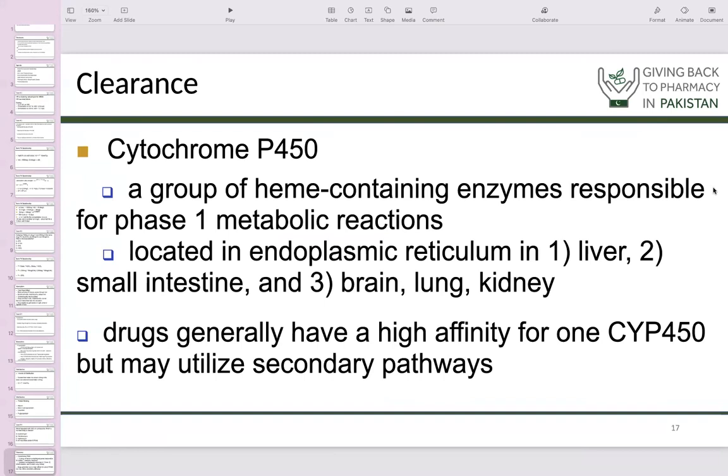For example, one drug may be a substrate to CYP3A4, 2C9, 2C19, like omeprazole and warfarin. They are substrates to more than one. And sometimes the drug has different enantiomers or isomers. One of them is a substrate to one enzyme, and the other one is a substrate to another enzyme. For example, warfarin and clopidogrel, if I'm not mistaken. Warfarin has different R enantiomer and S enantiomer, which are substrates to different enzymes. But a drug can be affinitive to only one type of CYP450 enzyme, or it can utilize secondary pathways as well.